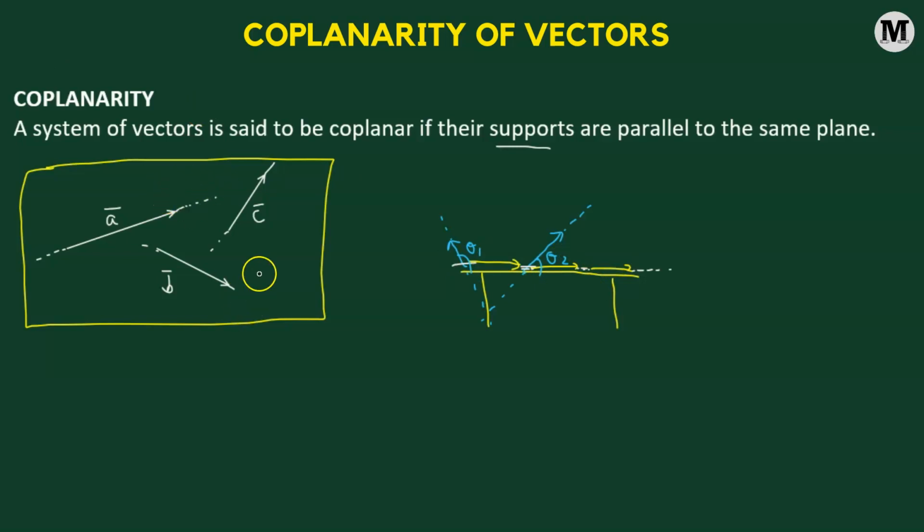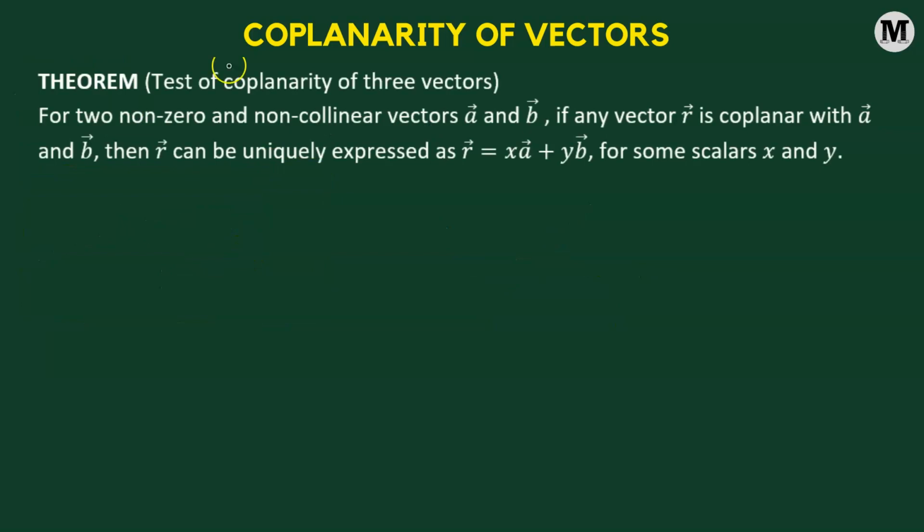We have visually got an idea how to check whether three vectors A, B, and C are coplanar or not. However, we also need to verify this analytically. So there is a theorem that is going to help us understand how to check whether a given system of vectors is coplanar or not. The theorem, which tests the coplanarity of three vectors, tells us that for two non-zero and non-collinear vectors A and B, if any vector R is coplanar with A and B, then this vector R can be uniquely expressed as x times A vector plus y times B vector for some scalars x and y.